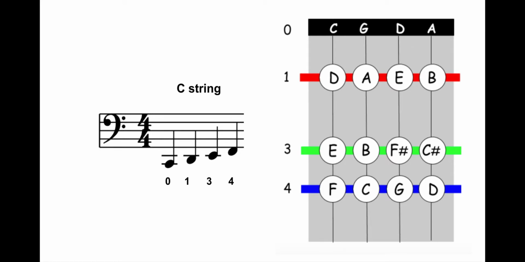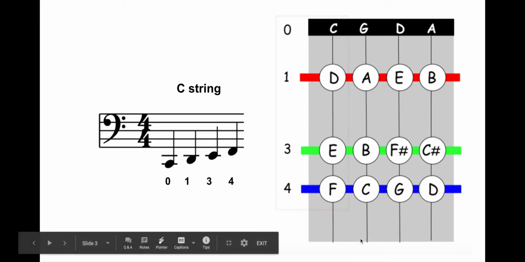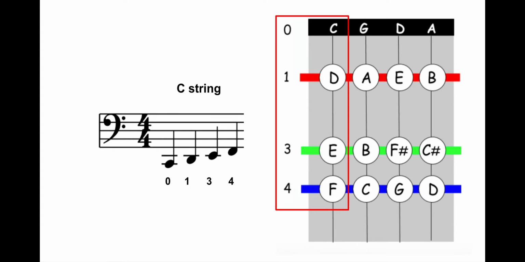Here are the notes on the C string. The 0 represents the open C. If you place your first finger on the first tape, you will have the note D. Placing your third finger on the second tape, you're gonna have the note E, and your fourth finger on the third tape, you are going to have the note F.